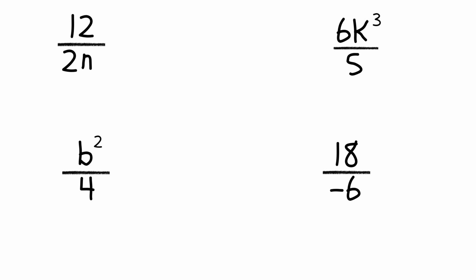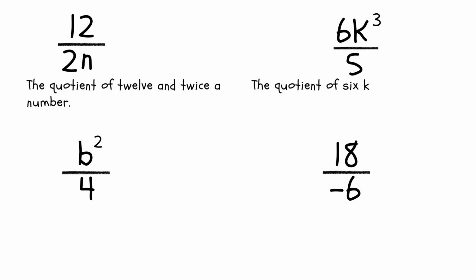Now, let's work with division and express these verbally. The first one is 12 divided by 2n. We can express this as the quotient of 12 and twice a number. Next, we have 6k cubed divided by 5. We can say the quotient of 6k cubed and 5.